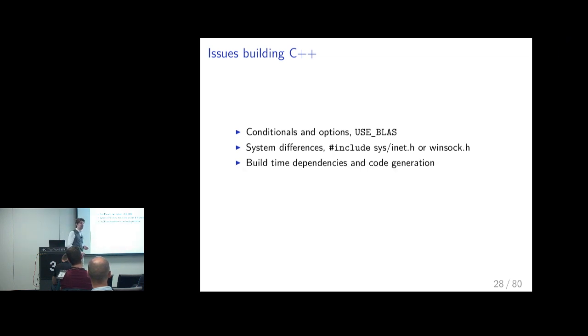You have build time dependencies and code generation. An obvious example there might be Lex and Bison. But there are, of course, others. And you have runtime dependencies and their transitive links. Right? So if you're linking against a library, and that needs another library, you need to link against that third library too. And you need to get that information from somewhere.